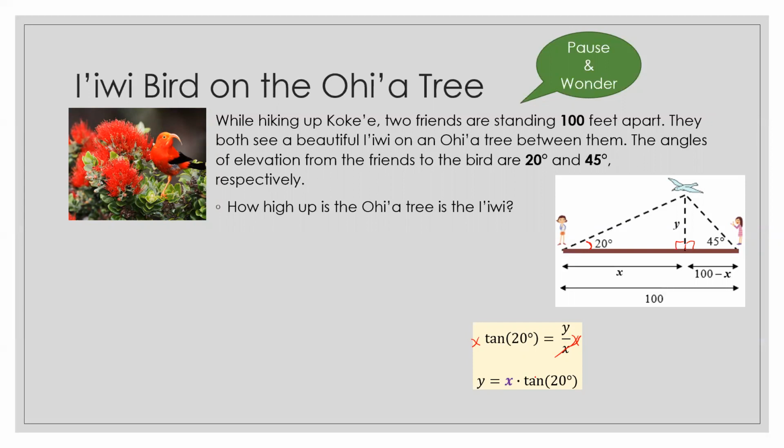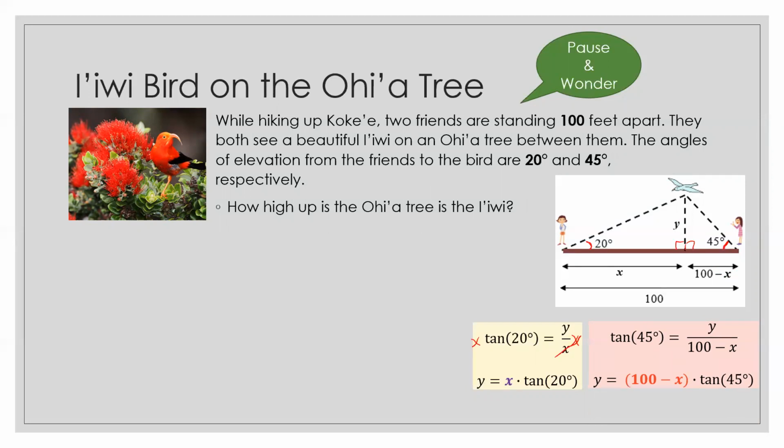You may need to pause this video a few times, but that's okay. Make sure you digest the information. Now, try the right-hand side. Looking at the angle that is 45 degrees, we have y over 100 minus x, and that would be opposite over adjacent again. So tangent of 45 degrees is equal to y over 100 minus x. Multiply both sides by 100 minus x, and you have y equals that.